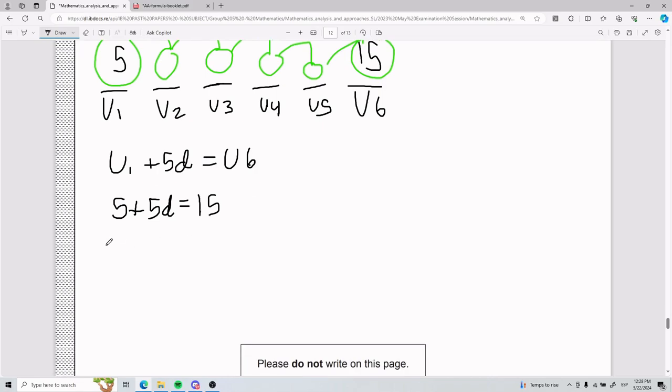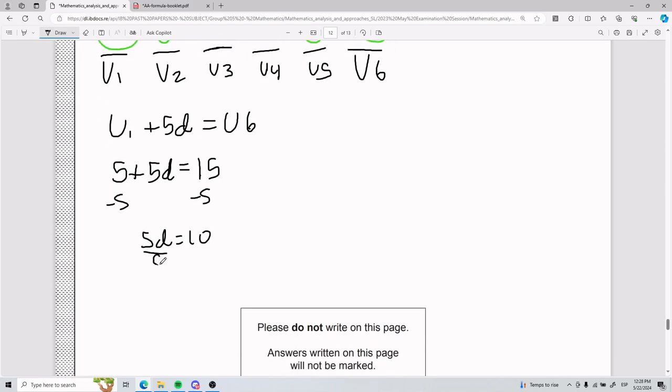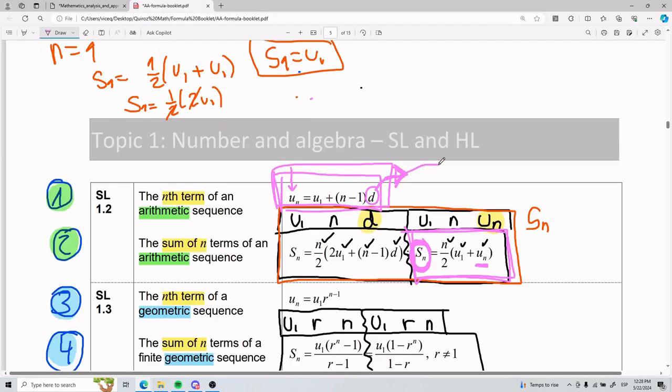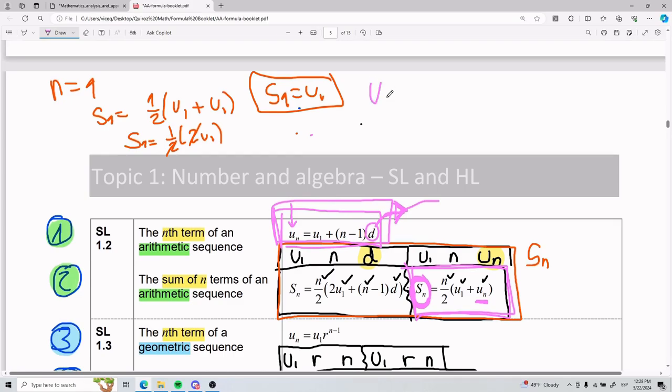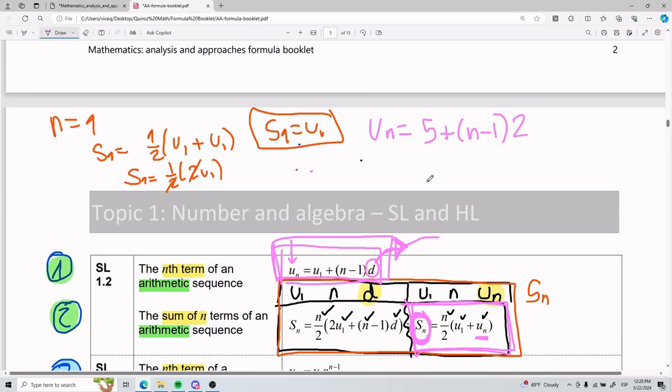So get d alone, right? Minus 5 to both sides, so 5d equals 10, divide by 5, divide by 5, d equals 2. And so now that you know that d equals 2, you can plug it in over here, right? And so un has to equal u1, which we know is 5, plus n minus 1 times 2. We know that d is 2, right? Now, I know that this 2 looks a little bit troll in the parentheses being at the end, but guys, it's no different than if it was in the front. Okay, so I'm going to leave it in the front just because it's a little bit more friendly.